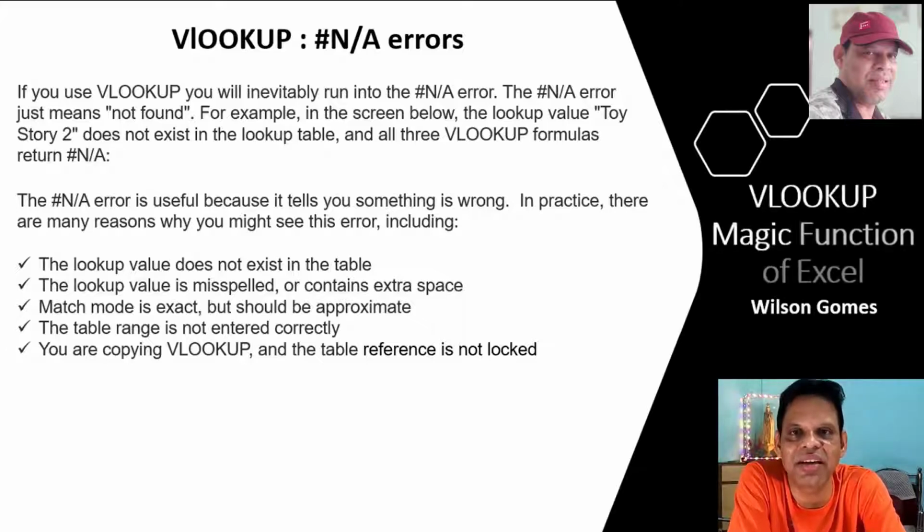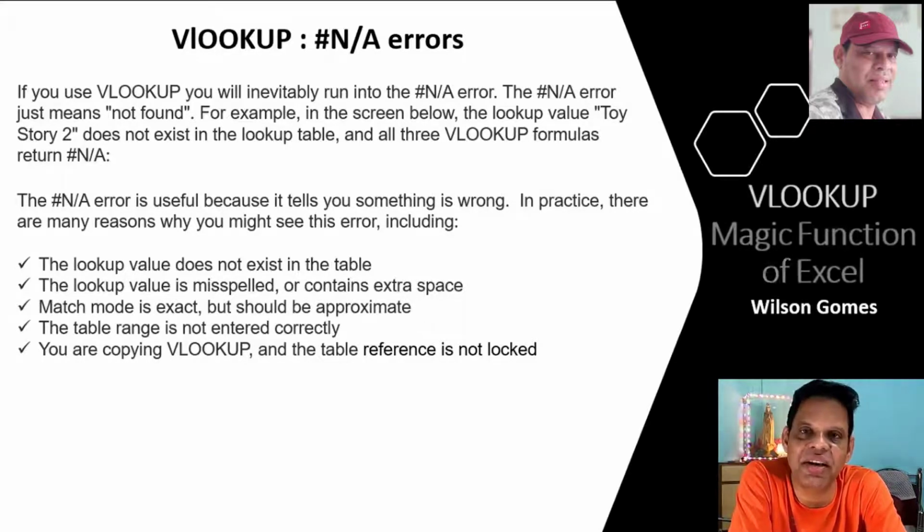As I told earlier, VLOOKUP is not case sensitive, but the spelling, whatever you are putting, should be correct. Then, if instead of using exact match mode I have put approximate mode, in that case also I will get an NA error. Another cause is that the table range is not entered correctly.